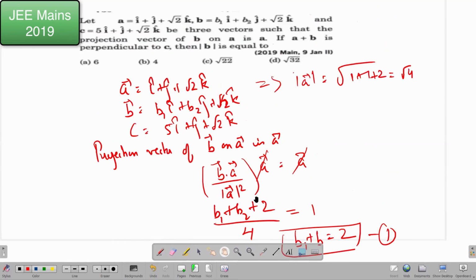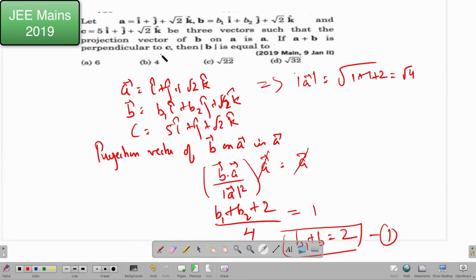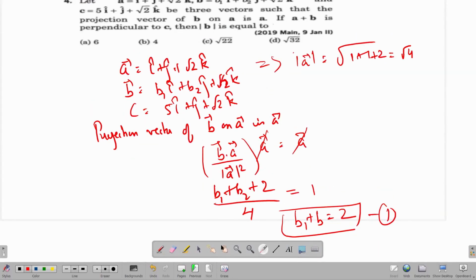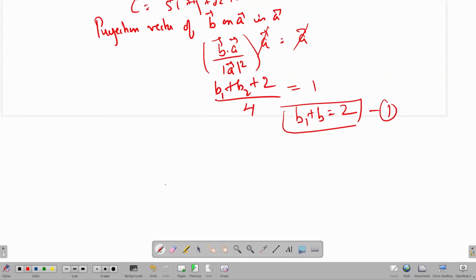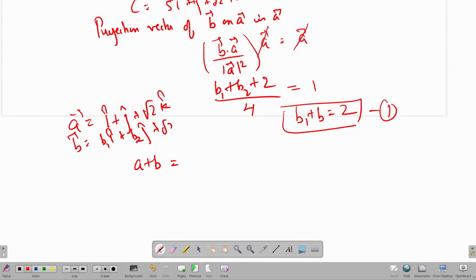What next is given, I have to write that A plus B is perpendicular to C. That means I have to use the condition of perpendicularity, that is the dot product is 0. And further, what I have to find is mod B. For that we need b1 and b2. So I use the next condition. First of all, we find A plus B. A was i plus j plus root 2k, and B vector was b1i, b2j, and root 2k. So A plus B is b1 plus 1 i, b2 plus 1 j, and root 2 plus root 2, that is 2 root 2k.